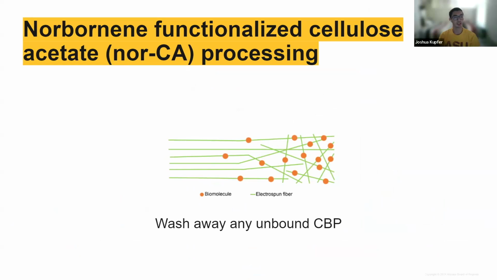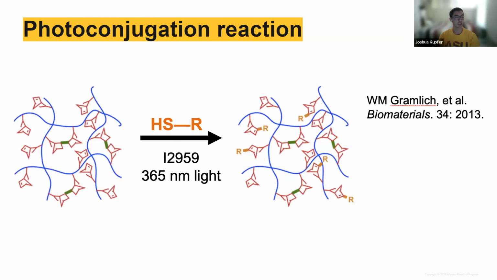The peptide binds to minerals present in the SBF through electrostatic attractions between the charged peptide and the charged ions in the solution. The conjugation reaction between the peptide and Norca occurs between the thiol on the cysteine residue of the peptide and the norbornene group located on the Norca, with I2959 as a photoinitiator.